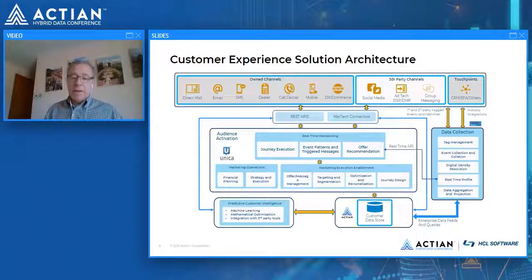At the bottom right, you'll see Actian Vector representing the customer data store that would collect all the rich data from the platform. At the bottom left is the component that represents our machine learning capabilities that we will implement using Google tools. And in the middle, this is the footprint of Unica and all its modules, covering functionality from financial planning all the way to journey orchestration and delivering personalized messaging and offers to a variety of channels.